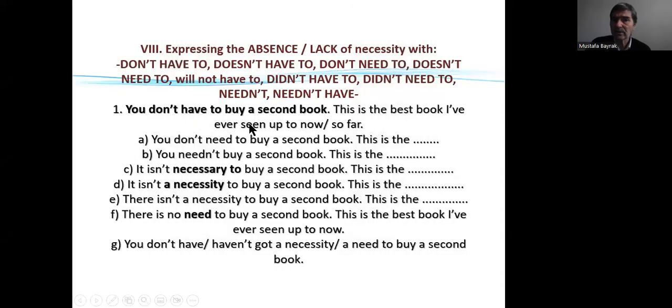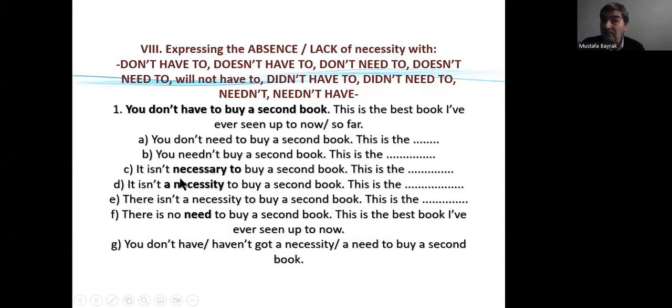Okay. You don't have to buy today, for present. You don't have to buy a second book. Okay. This is the best book I've ever seen up to now or so far. You don't need to buy a second book. This is the best book I've ever seen up to now. You needn't buy, you needn't buy. You don't need to buy, you needn't buy a second book.